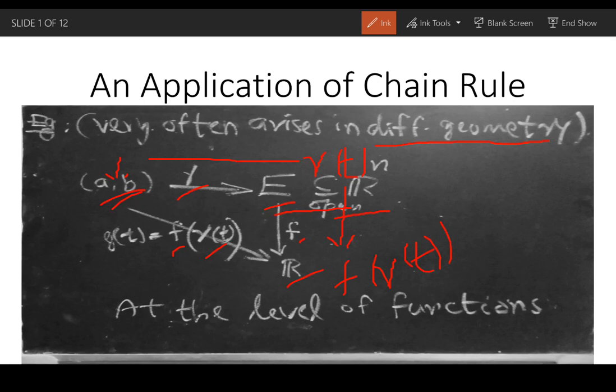So call this composition g. So g is equal to f composite gamma. It's a mapping of the open interval (a, b) into R. So this is at the level of the given functions. So this is the assumption.